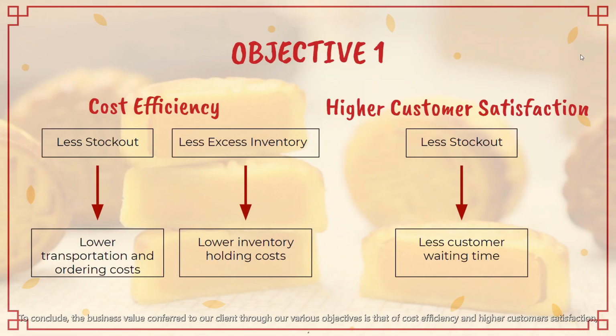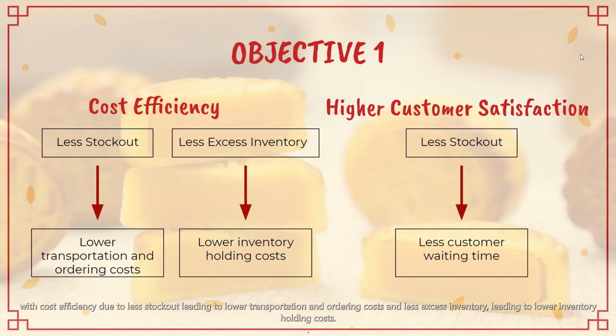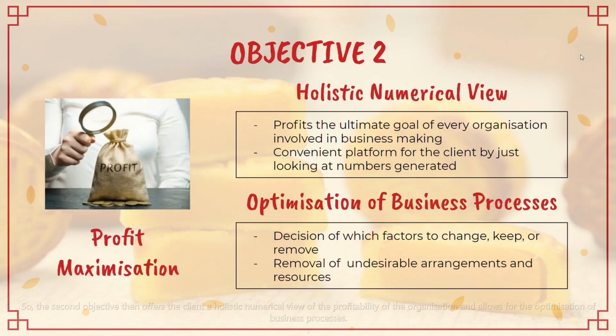To conclude, the business value conferred to our client through our various objectives is that of cost efficiency and higher customer satisfaction, with cost efficiency due to less lockout, leading to lower transportation ordering costs, and less excess inventory, leading to lower inventory holding costs. There's also higher customer satisfaction due to less customer waiting time as a result of less lockout. So the second objective then offers the client a holistic numerical view of the profitability of the organization and allows for the optimization of business processes.